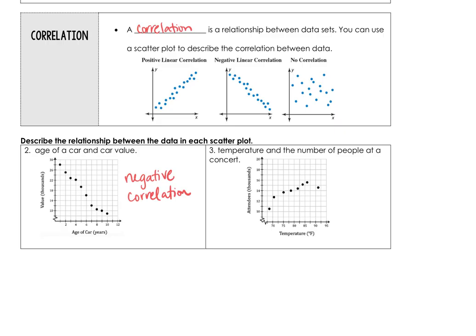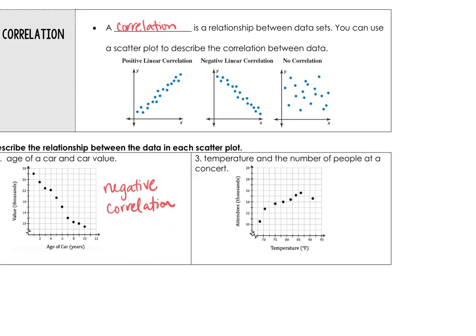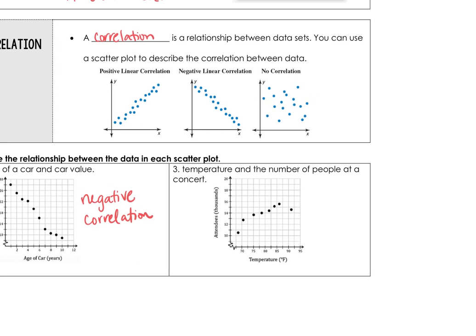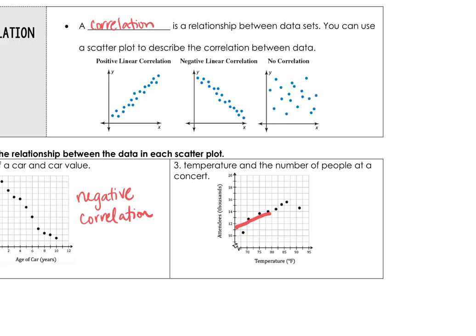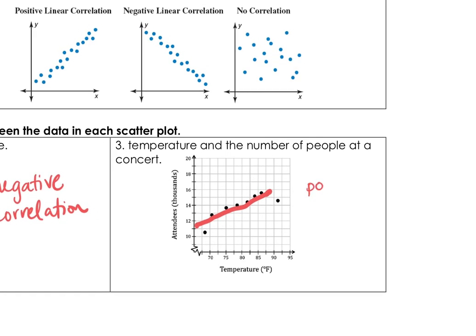And then number three, we're looking at the temperature and the number of people at a concert. So when you look at that graph from left to right, what kind of trend do you see with that data? What do we think? Positive, very good. It's increasing. It might not be as drastic as our negative, but if you were to draw that trend line, that would be increasing. So this is a positive correlation.